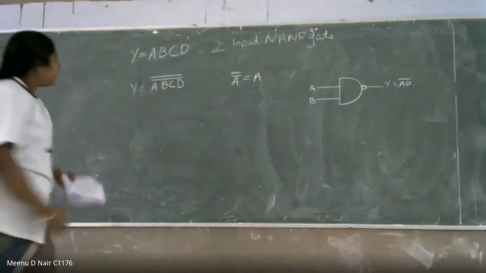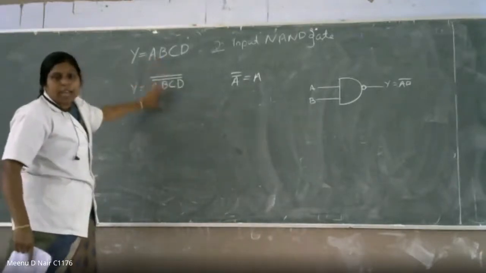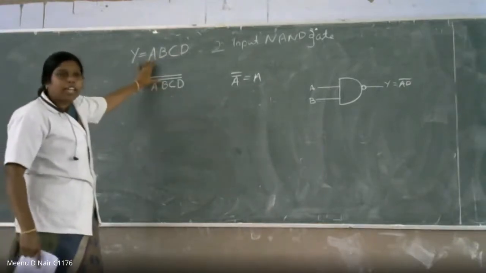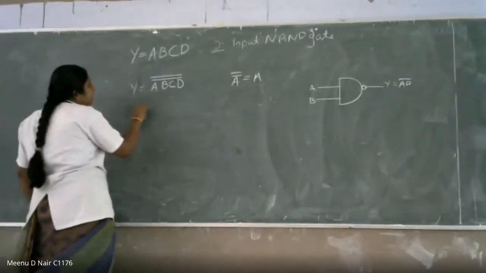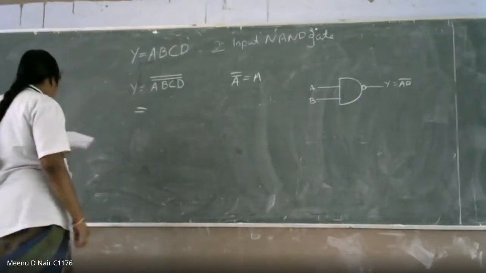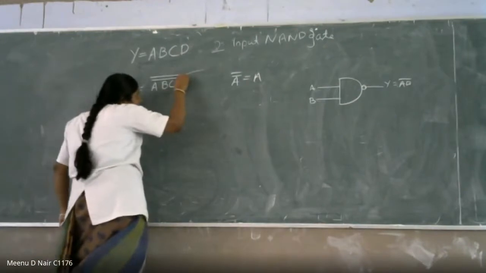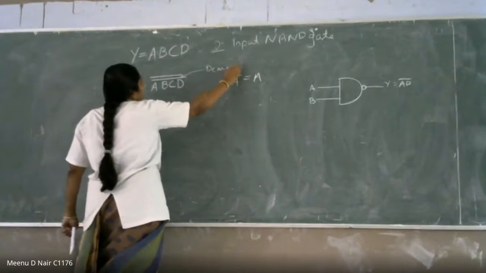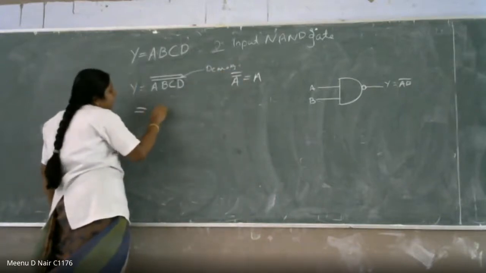A double bar is equal to A. So you consider ABCD double bar. ABCD double bar is nothing but ABCD itself. So you are putting ABCD double bar. Now you are going to apply De Morgan's theorem to the first one, ABCD double bar. So how will it be?